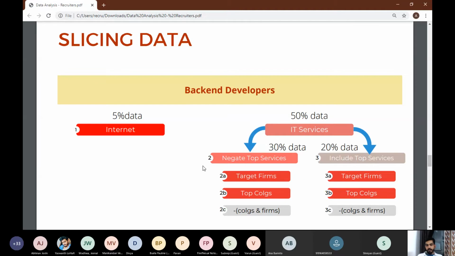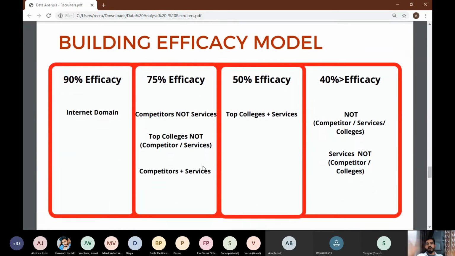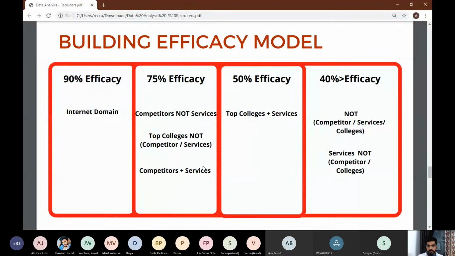So this is a model of breaking down your data sets into pieces. If you start adopting this model, you are using a 360-degree view of the data set. You are not going to limit your searches to 1 or 2 models. This is a 360-degree view. You are going to touch base on all the possible search models, right? Now let's see how you do that. This is how you build your efficacy model.